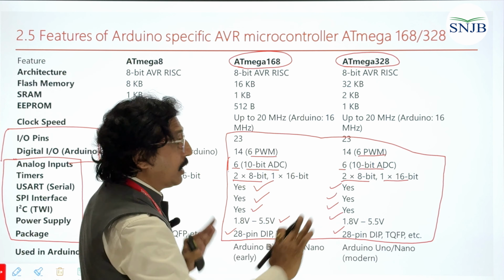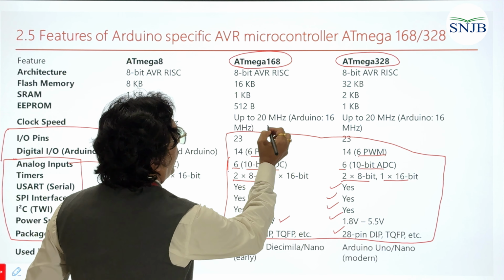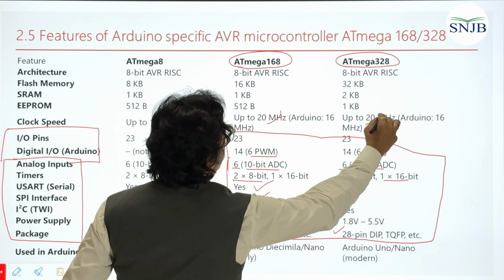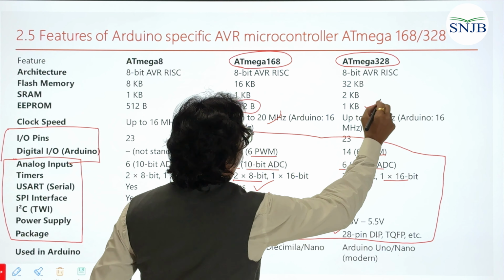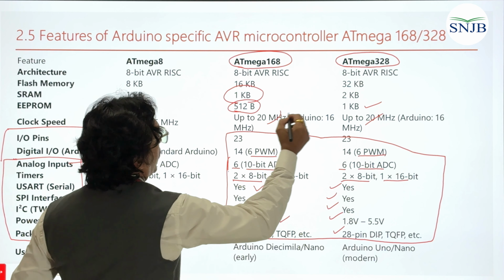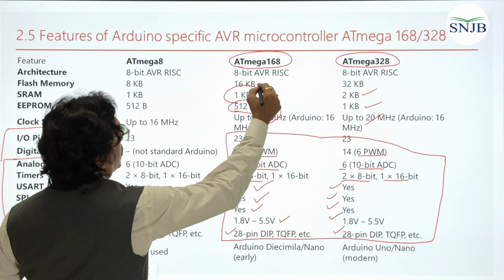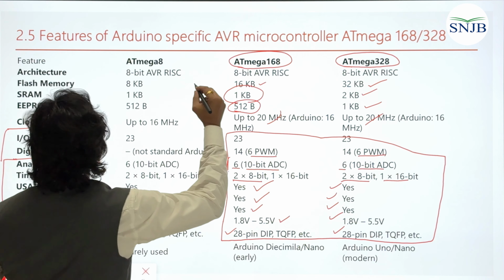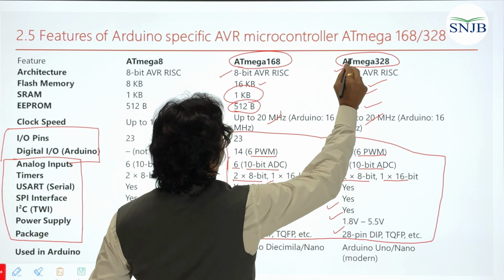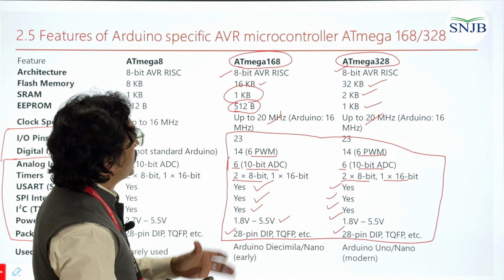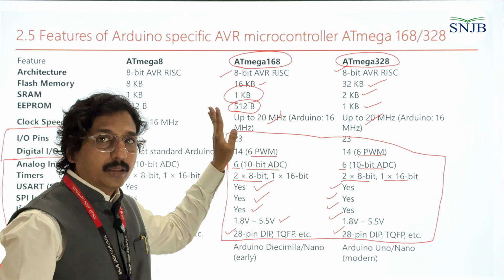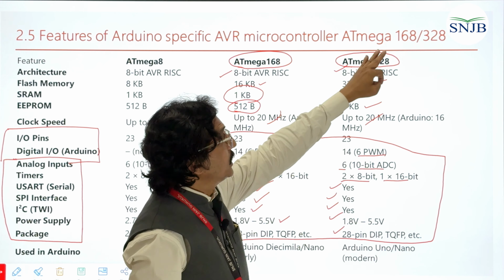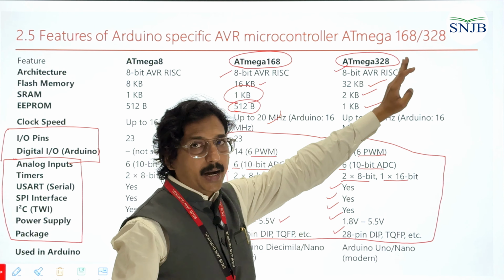So this is common. Now what is the difference? It is operating at 20 megahertz. This is also the same, 20 megahertz. EEPROM, it is 512 bytes, this is 1 kilobyte. SRAM is 1 kilobyte, this is 2 kilobytes. Flash is 16 kilobytes, this is 32 kilobytes. Architecture is 8-bit AVR, this is also 8-bit AVR. So most of the parameters are the same. These are the only 2 or 3 parameters that are different. So this is the last topic, which depicts the features of ATmega 168 and ATmega 328.